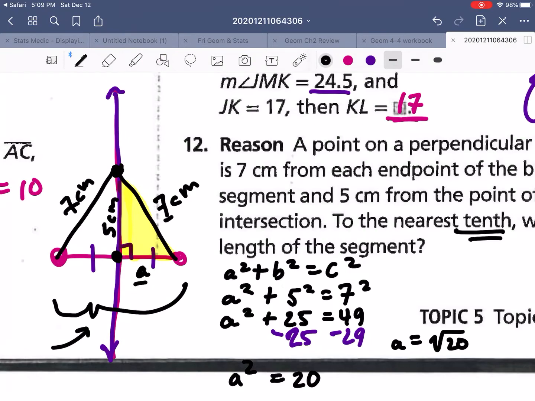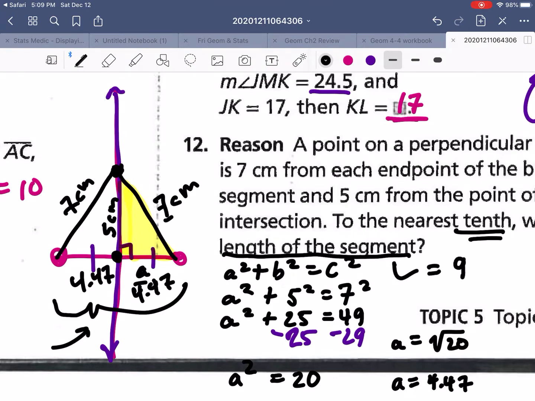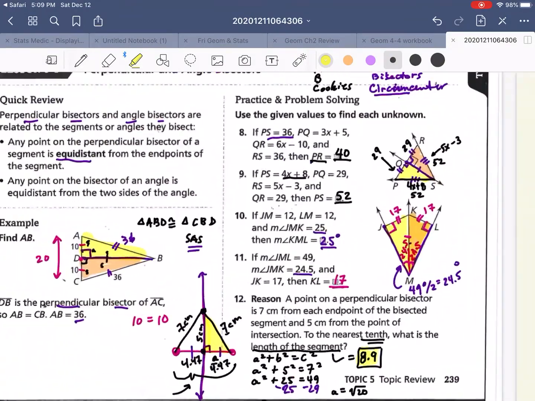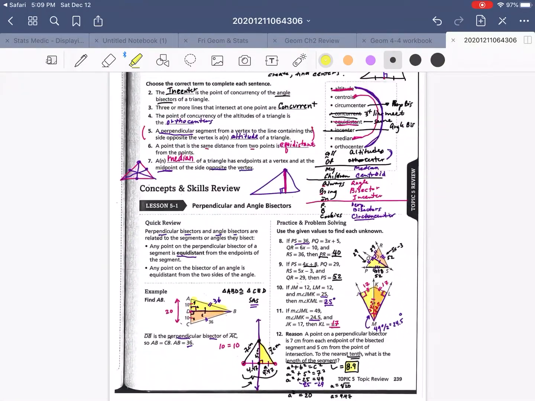All right, so the square root of 20 is 4.47. So this is 4.47, and this is also 4.47. So the whole thing is 4.47 times 2. Rounded to the nearest tenth, the length of the whole segment is equal to 8.9. Nice. Okay, so that's our vocab, and those are our questions for 5-1.